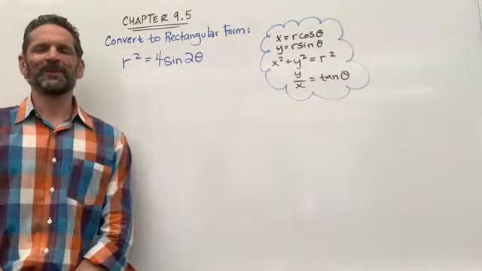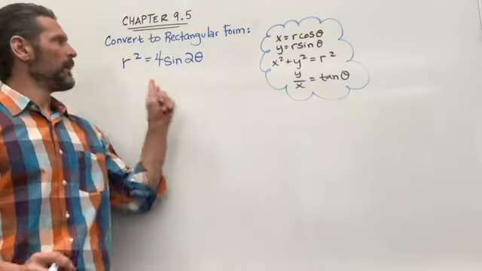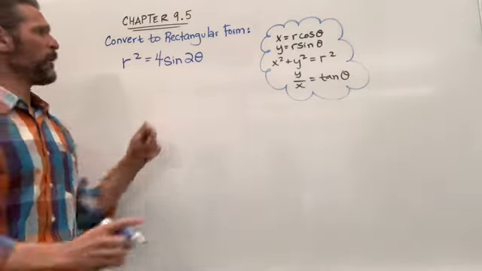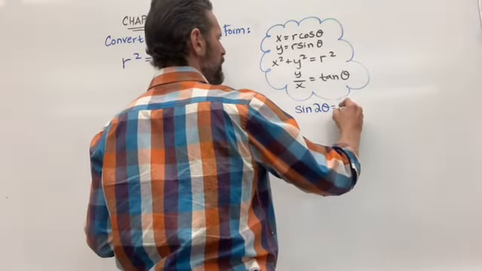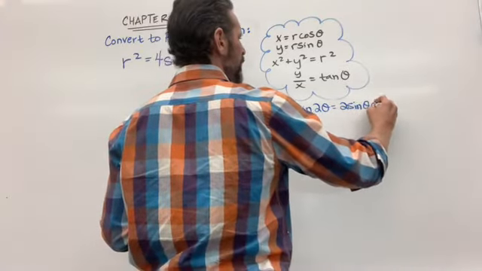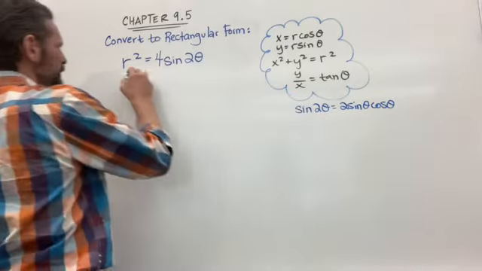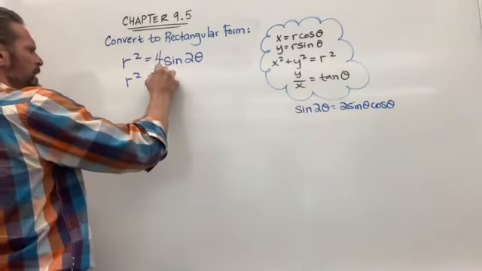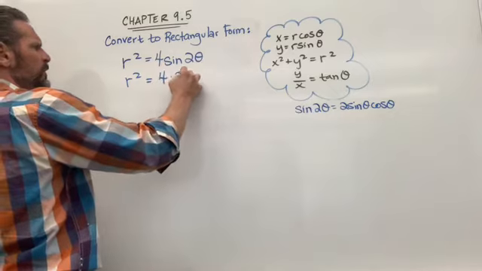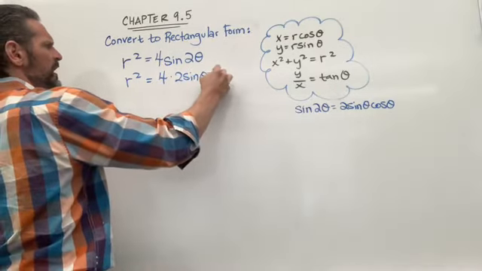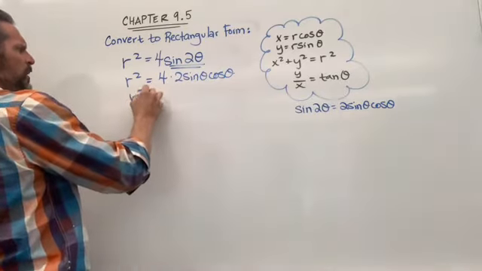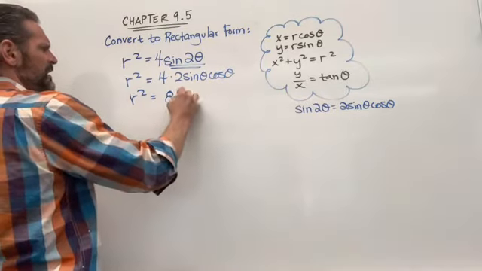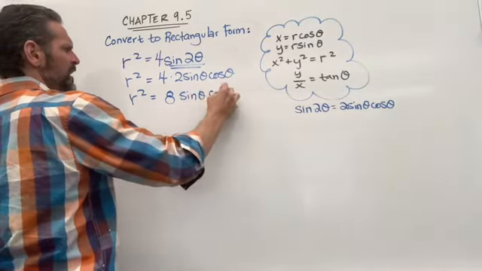This one, too good to leave out of this video. If I'm given this, I know right away that sine of 2 theta, that's an old friend of mine, is 2 sine theta cosine theta. So I'm going to use that substitution. At least I can do something here. 4 times 2 sine theta cosine theta. I make the substitution for this. And then I say, well, this means r squared equals 8 sine theta cosine theta.